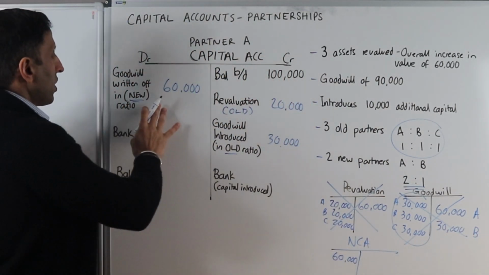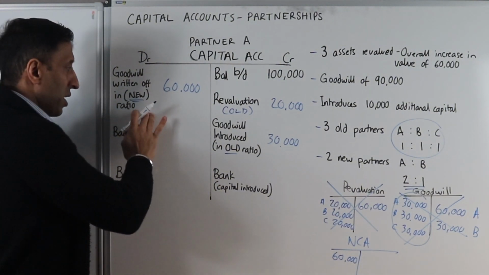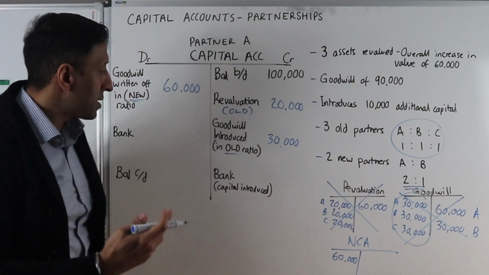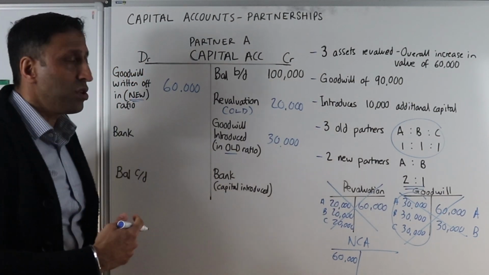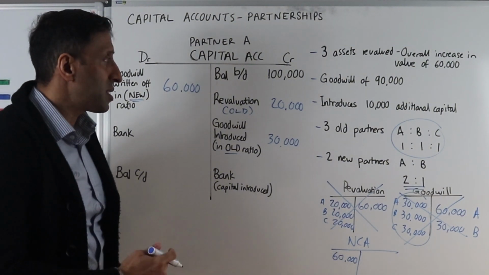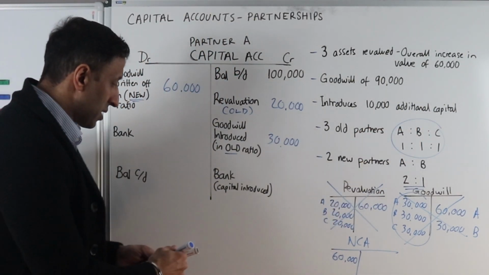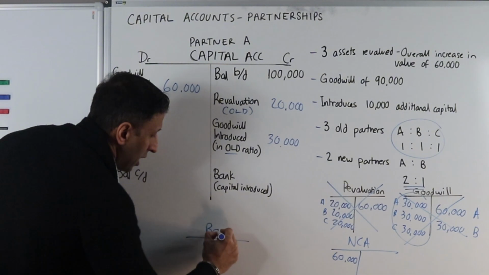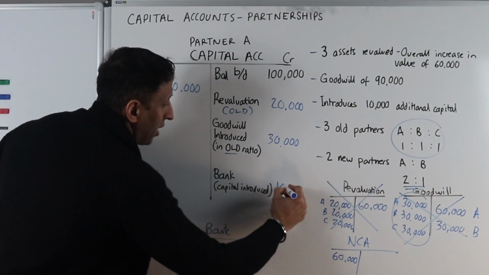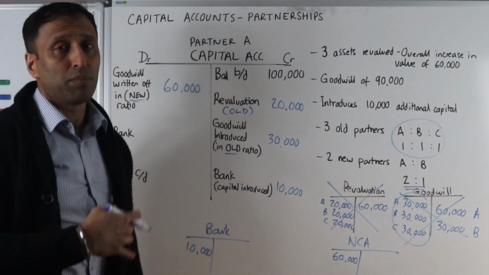So we've done the goodwill introduced in the old ratio, and the same 90,000 goodwill written off in the new ratio, and we're almost there. The other two things that may happen: if it's a partner who's remaining in the business, so not partner C in this case, they might introduce additional capital. If they do, that money is going to go into the bank on the debit side, and we would credit their capital account. So credit capital, debit bank, if the partner is introducing more capital.